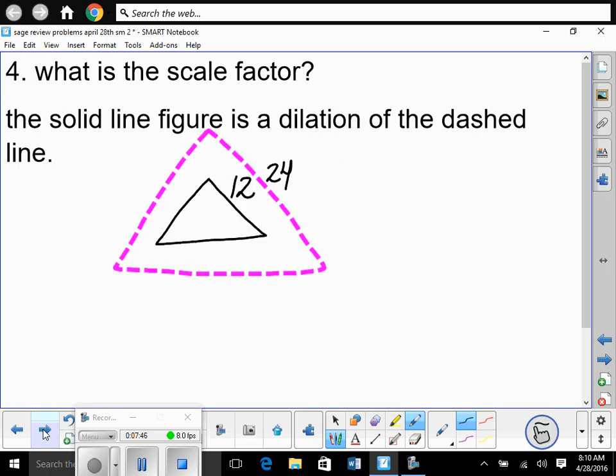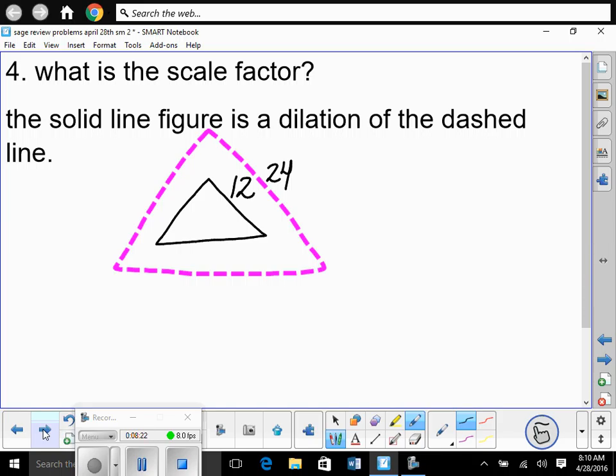This one should be pretty easy, but a lot of times people get it mixed up backwards on something like this. So it says, what is the scale factor? Now, a scale factor is what you multiplied by to get from one figure to the next. It's always multiplication. So it says, the solid figure is a dilation of the dashed line. So this is backwards, kind of. We started with the dashed line, we performed a dilation, and it went to this. So does everybody see we started on a pink dashed line? Then we shrunk it, still called a dilation, and it's now this.